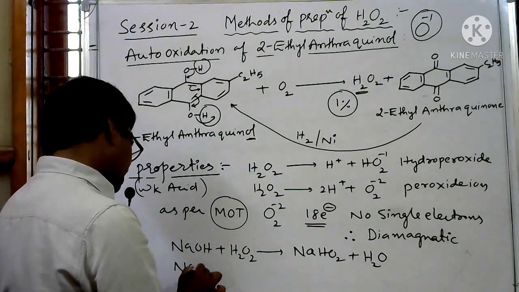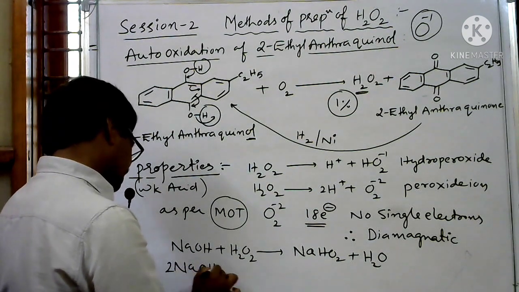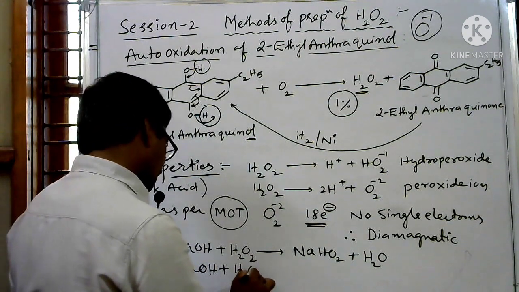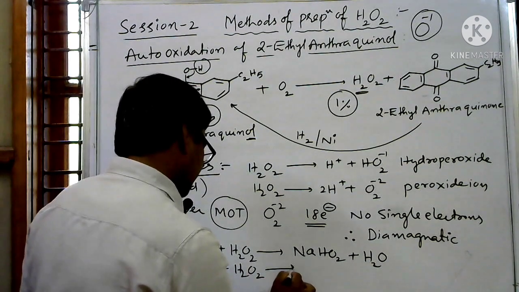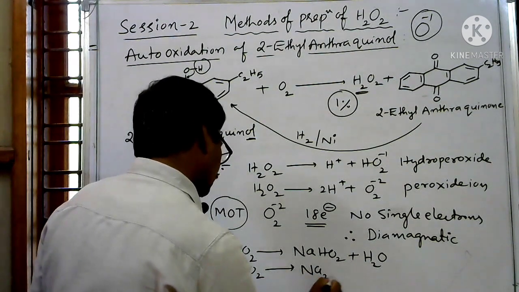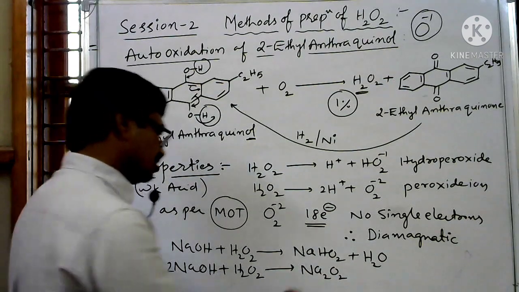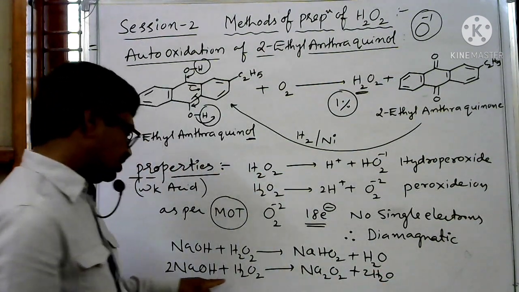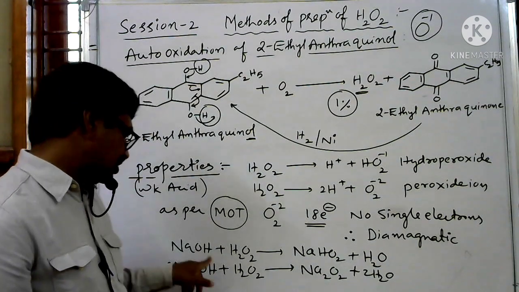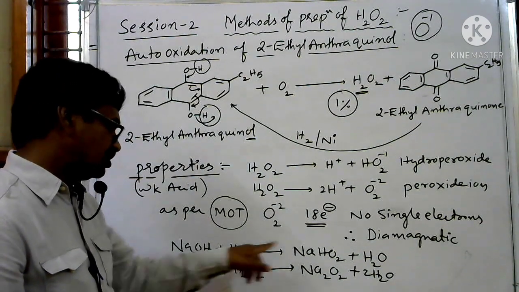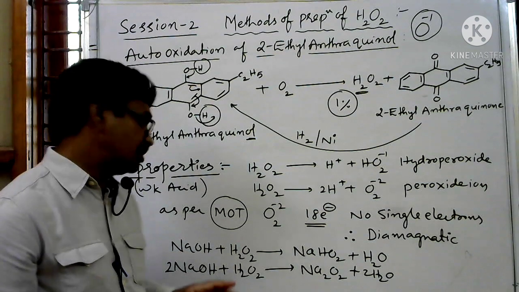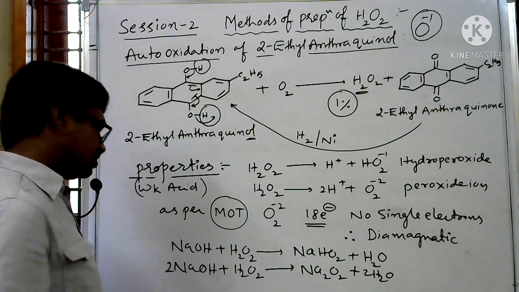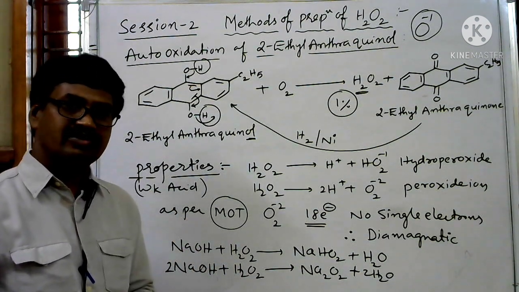Similarly, if you take 2 moles of NaOH and 1 mole of H2O2, we can write Na2O2, sodium peroxide. So here it can give 2 water molecules. Here 2 H plus ions are released, there 1 H plus ion is released. In this way we can expect its weak acidic nature, because it is reacting with sodium hydroxide.